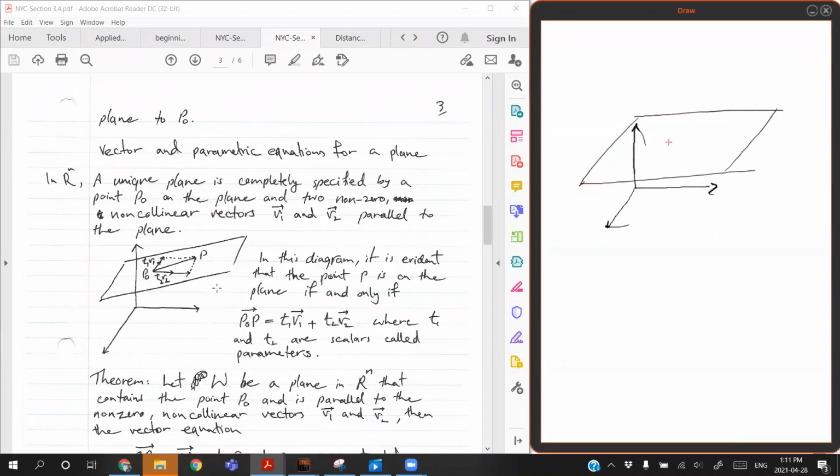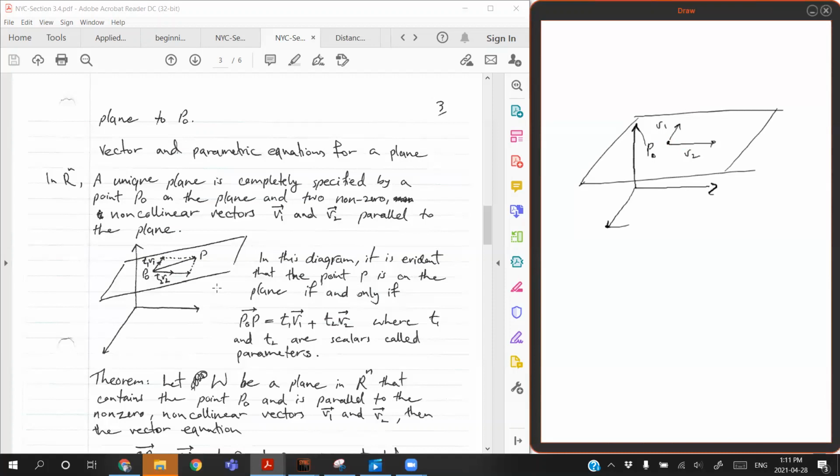If you have a point on that plane, let's call that P0, and you have two vectors that are both parallel to the plane, we can call them v1 and v2, then there is only a unique plane that these three items specify: a point on the plane and two vectors that are parallel to the plane.